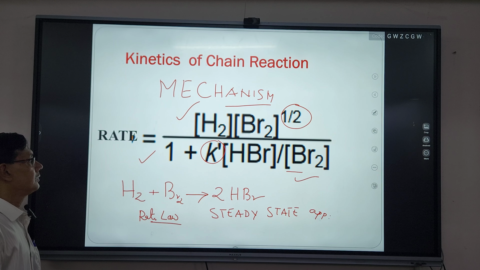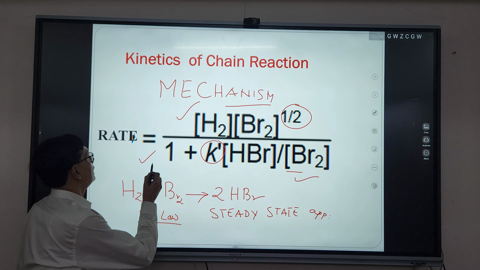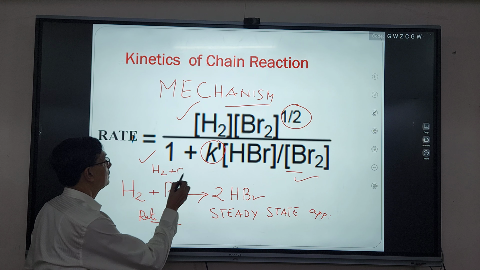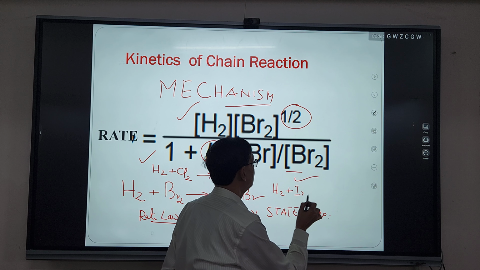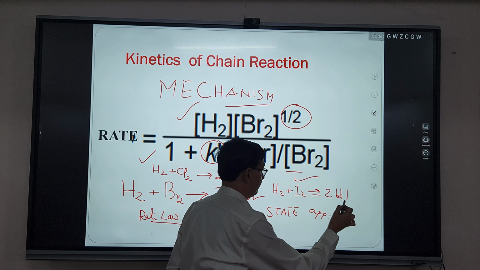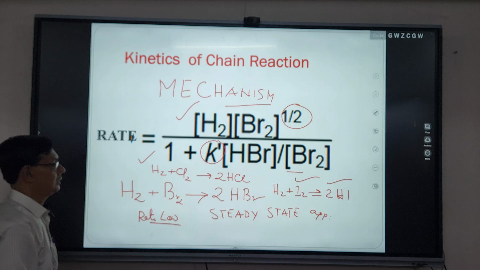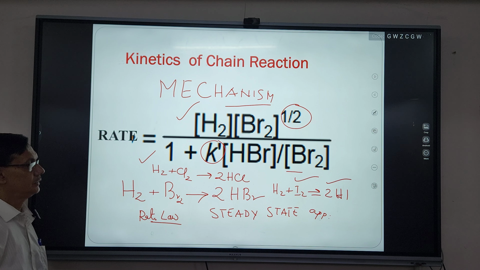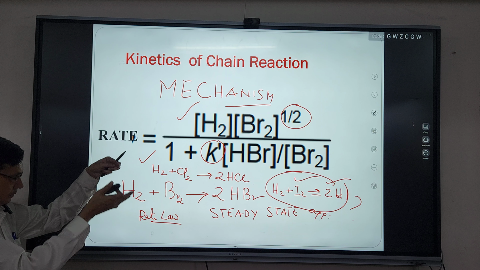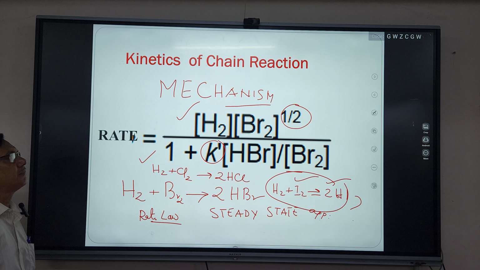Now you know that there are other types of chain reaction: H2 plus Cl2 gives 2 HCl, and H2 plus I2 gives 2 HI. Now the question arises, what about HCl and what about HI? Is it a chain reaction? It's a big question, because it is composed of a large number of steps, and the energy of activation of each and every step is important. I am giving one example.